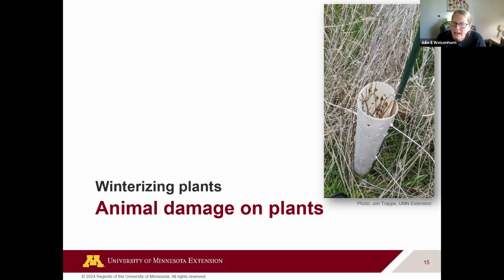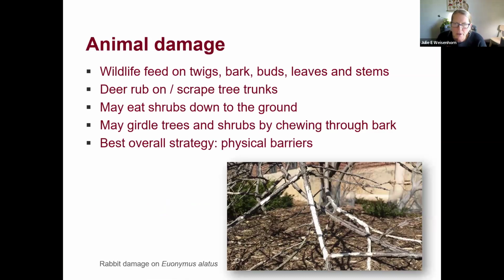So then we also have animal damage that causes plants. I bet everybody who's listening to this has had some kind of animal damage on their plants. So wildlife, they feed on twigs, bark, buds, leaves, stems, pretty much every part of the plant. Deer come in and they'll scrape the tree trunks, rubbing off the bark and rubbing into the cambium layer, which is right below the bark.